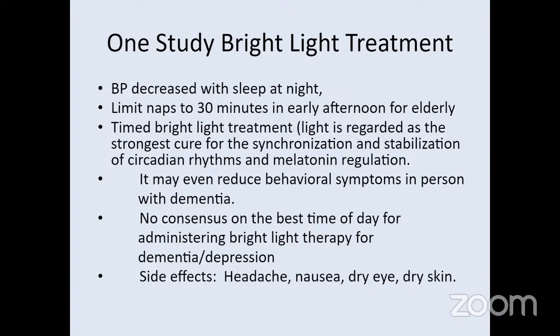Timed bright light treatment. Light is regarded as the strongest cue for the synchronization and stabilization of circadian rhythms and melatonin regulation. Light may even reduce behavioral symptoms in persons with dementia. There is no consensus on the best time of day for administering bright light therapy for dementia and depression. And the side effects of light therapy included headache, nausea, dry eye, and dry skin.